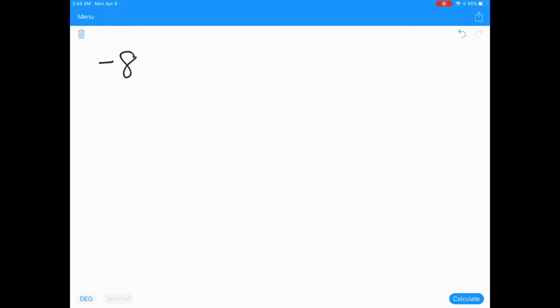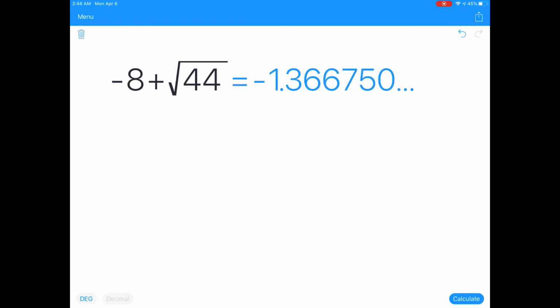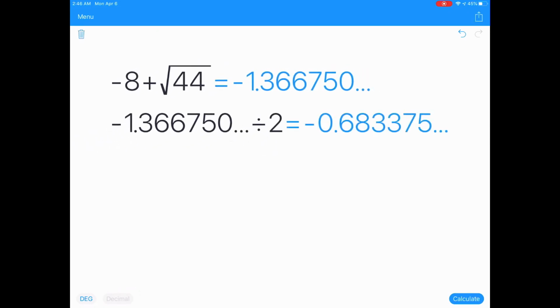So negative 8 plus the square root of 44. All right, and then I'm going to hit calculate, which is going to give me several decimal places there. And I am not going to round it. I'm just going to leave that in my calculator screen. And then I'm going to divide that by the denominator, which is 2. So I'm going to divide by 2. And then there we go.